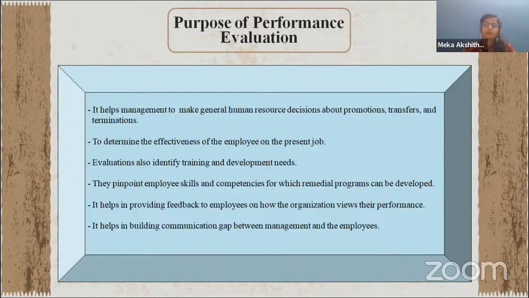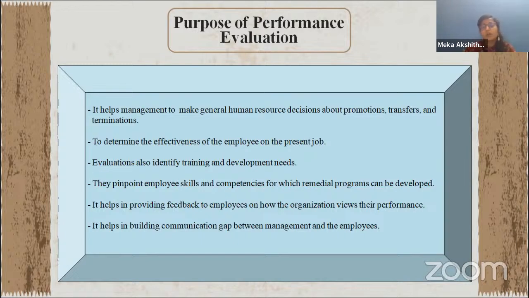Then it helps in providing feedback to employees on how the organization views their performance. After performance evaluation, you would be knowing what feedback to be given, right? If the employee does well and his performance is up to the mark, then you would be giving positive feedback. If it is not up to the mark, then you would let the employee know in which areas he or she has to improve, what skills or knowledge to gain, and what activities to do in order to gain them. Everything would be given in that feedback.